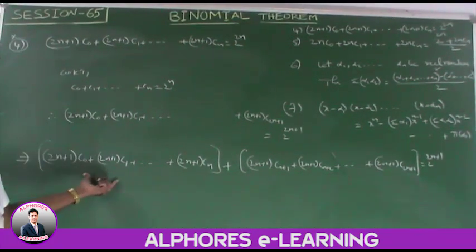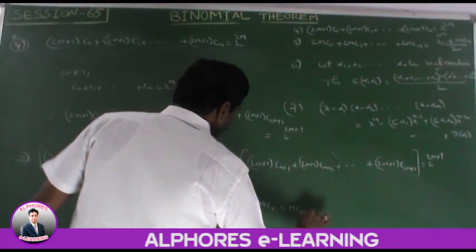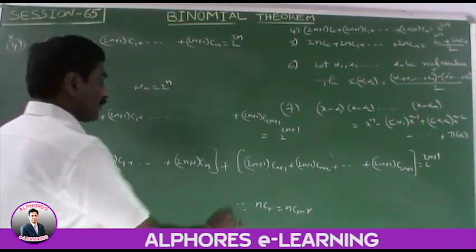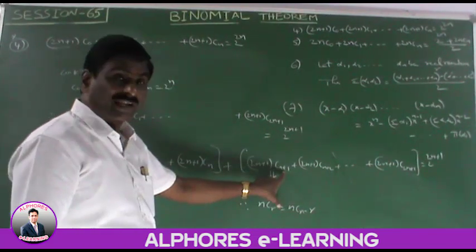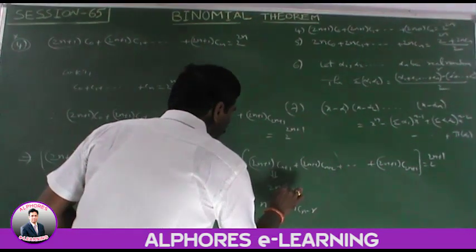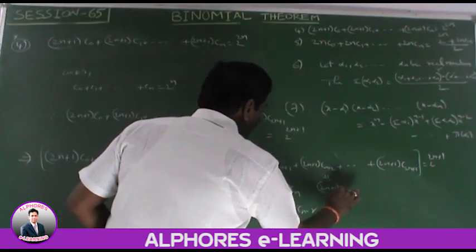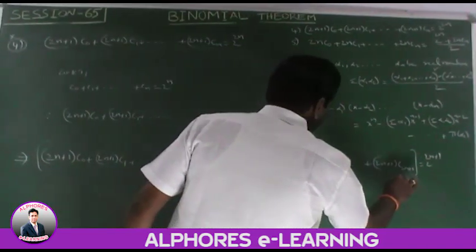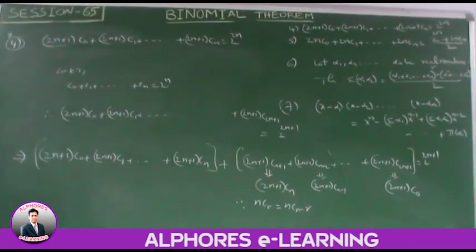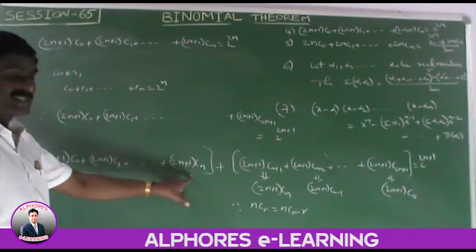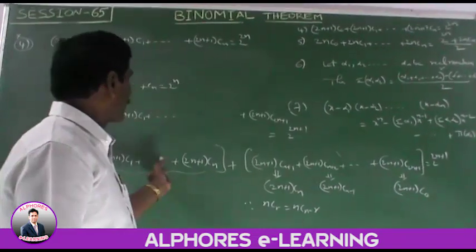Now the required value is this value. But nCr is equal to what is the property? nCr is equal to nC(n minus r). By using that property, this value can be rewritten: 2n plus 1 minus n plus 1 gives 2n plus 1 Cn. This value is equal to 2n plus 1 C(n minus 1). Last, this value is equal to 2n plus 1 C0. Please observe these values. The first bracket is 2n plus 1 C0 to 2n plus 1 Cn. The second bracket is also 2n plus 1 C0 to 2n plus 1 Cn in reverse order. These two bracket values are equal.